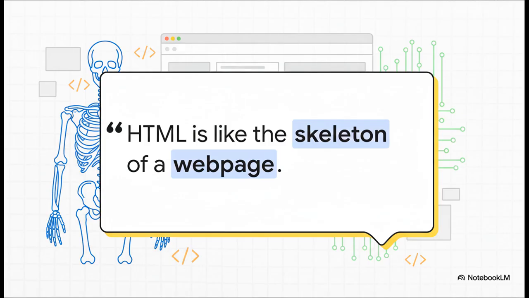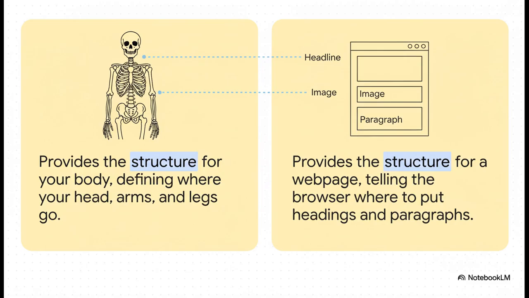And to really make that idea stick, we're going to use one simple analogy that will make everything else just click into place. Think of HTML as the skeleton of a web page. Right, just like your own skeleton gives your body its shape and structure, HTML does the exact same thing for a web page. It tells the browser, hey, this is a big headline, or this part right here is a paragraph, and I want an image to go right over here. It doesn't care about colors or fonts or any of that fancy stuff. That all comes later. Its one and only job is to provide that raw, essential structure.